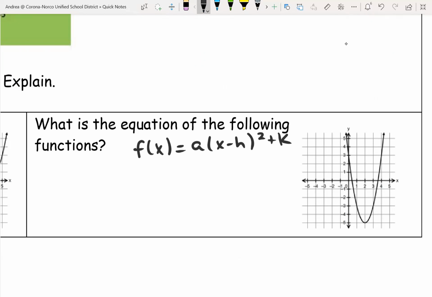So step 1 is to find the vertex. Good. So my vertex is the lowest point in this case. It's at 2 for x and -5 for y.